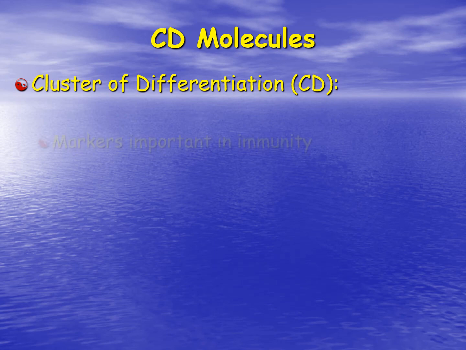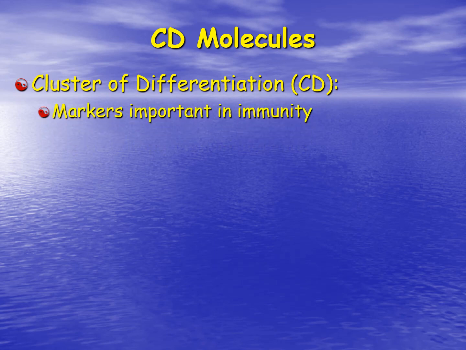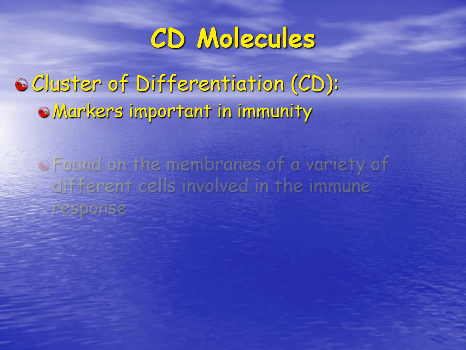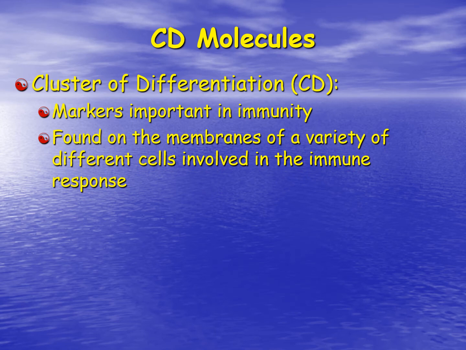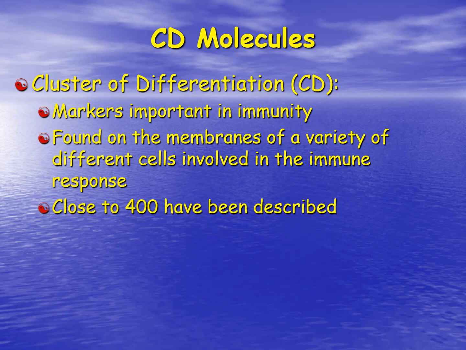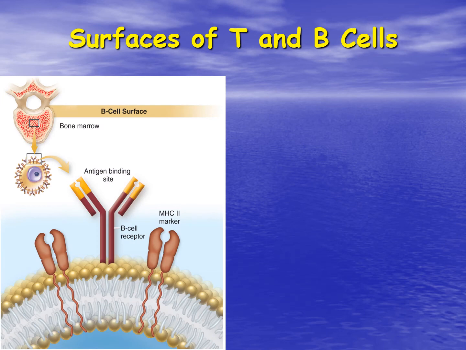So the cluster of differentiation, these markers are important in immunity. They are found on the membranes of a variety of different cells involved in the immune response. There are close to 400 of these CD markers that have been described.